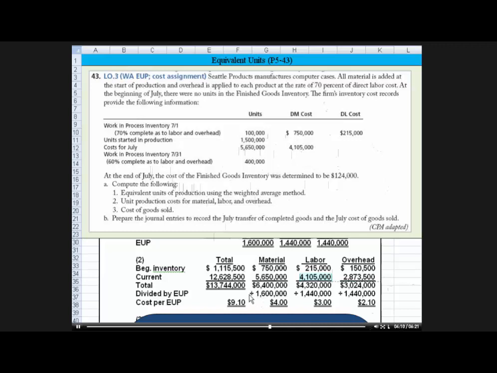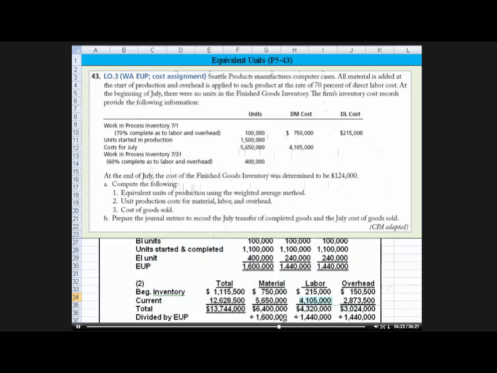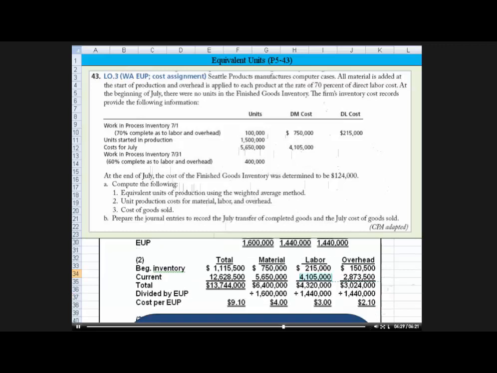So then we can total the costs, and divide by the equivalent units of production that we calculated above. Let me see if I can slide up. Yeah, so that 1,600 comes from there, the 1,440 comes from here. We use the same number for overhead. And we come up with a cost per equivalent unit in total and for each cost category.